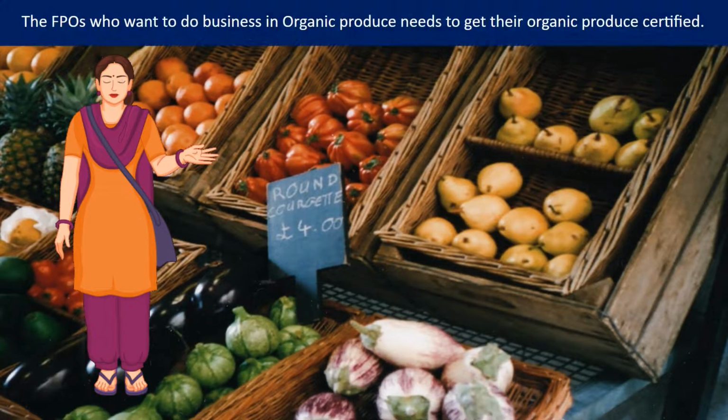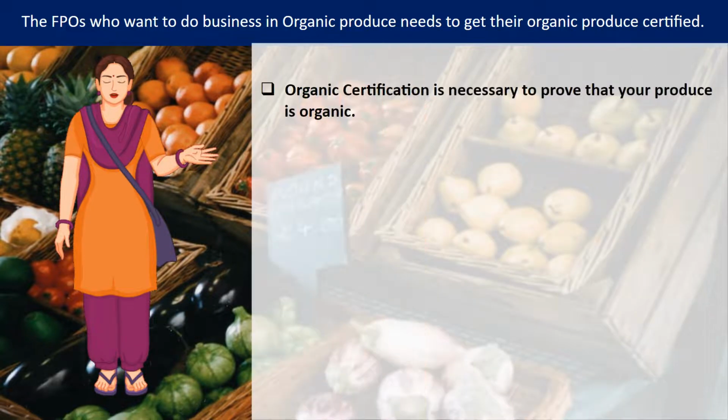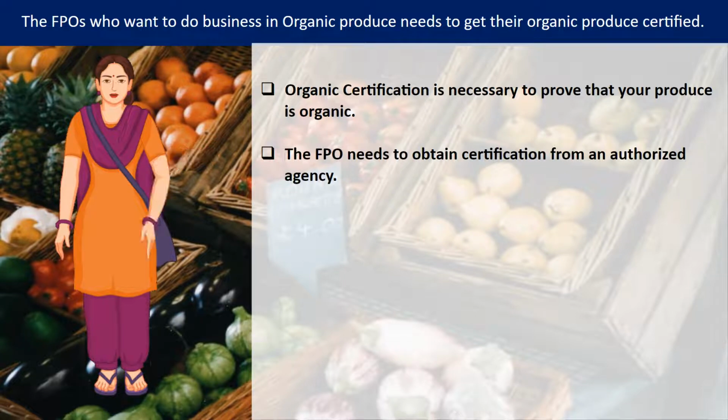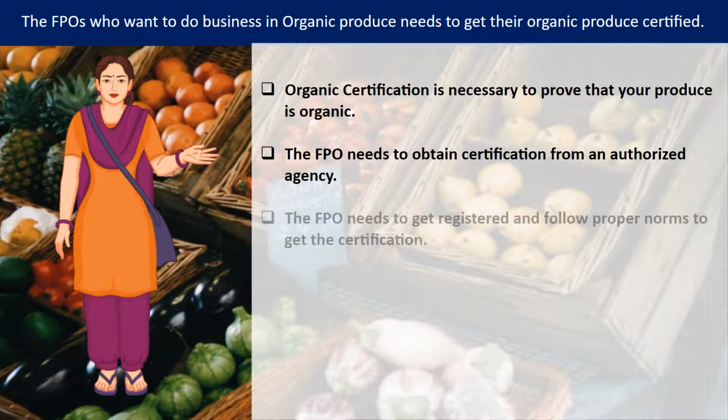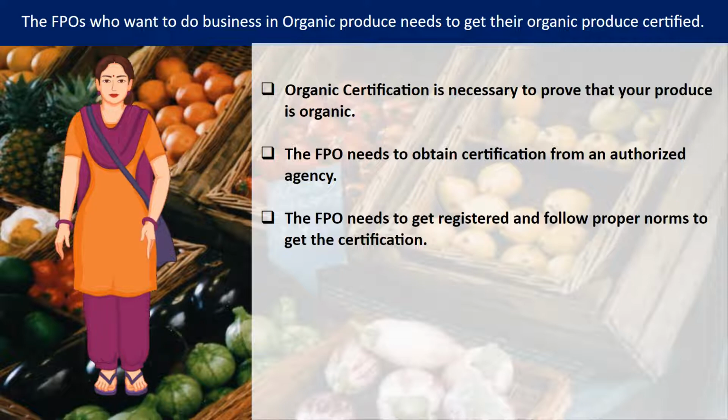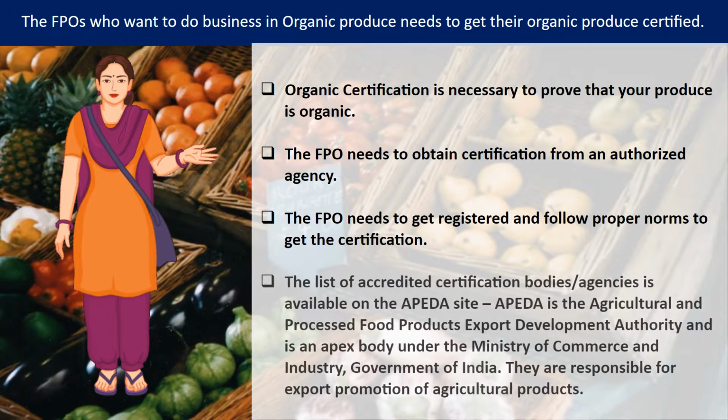The FPOs who want to do business in organic produce need to get their organic produce certified. Organic certification is necessary to prove that your produce is organic. The FPO needs to obtain certification from an authorized agency. The FPO needs to get registered and follow proper norms to get this certification. The list of accredited certification bodies or agencies is available on the APEDA site.